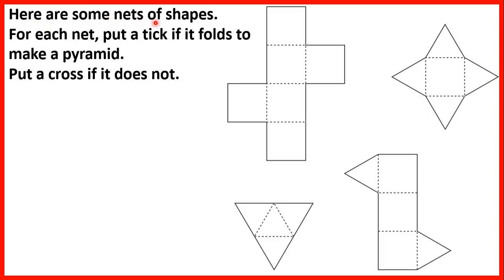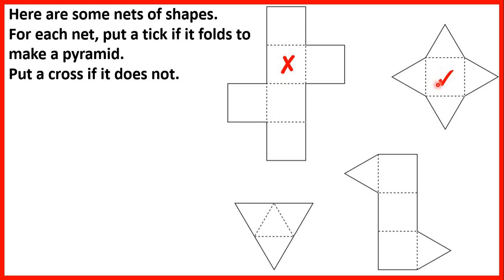Here are some nets of shapes. For each net, put a tick if it folds to make a pyramid, put a cross if it does not. So remember, if we have a pyramid, we'll have a pointy bit at the top. So this shape does not fold to make a pyramid, it will fold to make a cube.